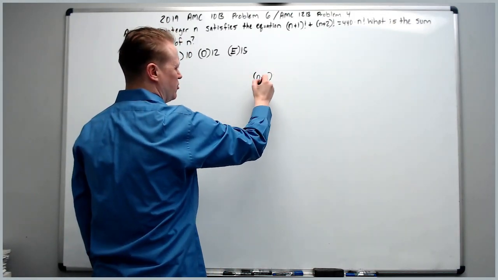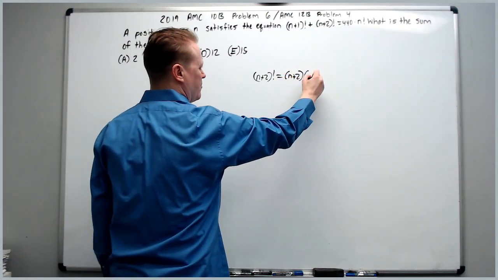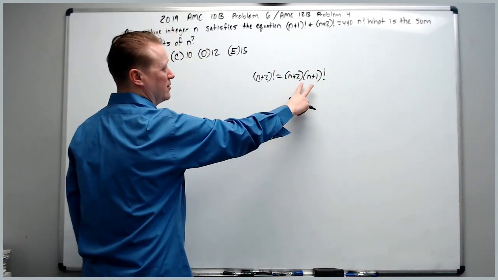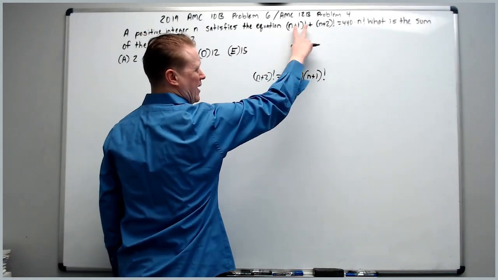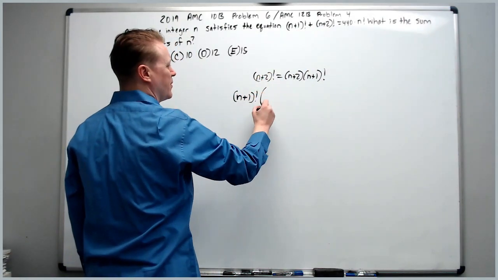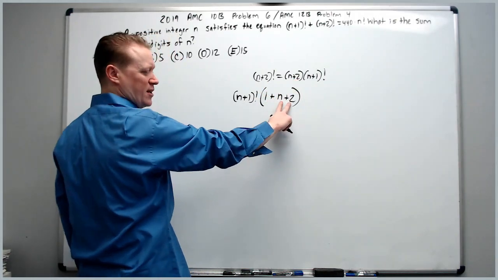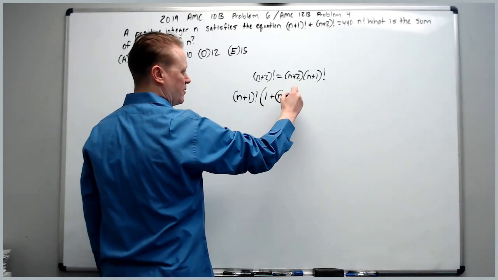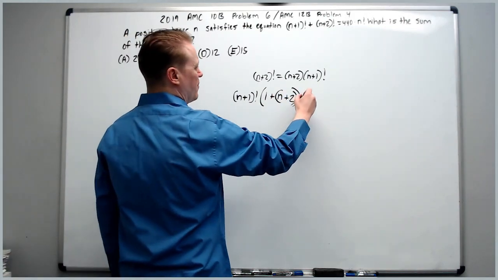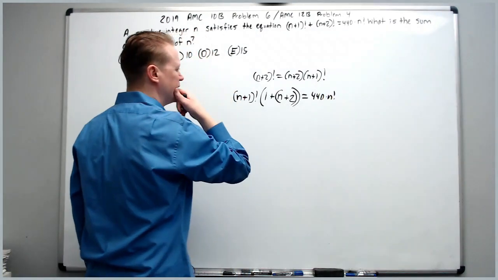(n+2)! is equal to (n+2) times (n+1)!. Because of that, we're going to factor (n+1)! out of the top, and it will leave us 1 plus (n+2), this n+2 going here. Put this here if it helps. This is going to equal 440 times n!.